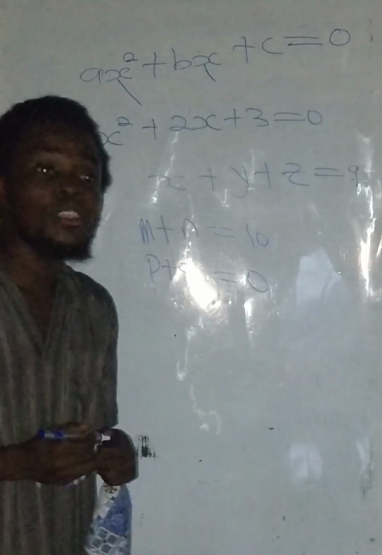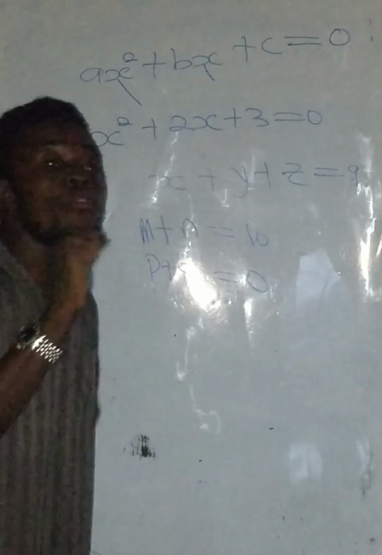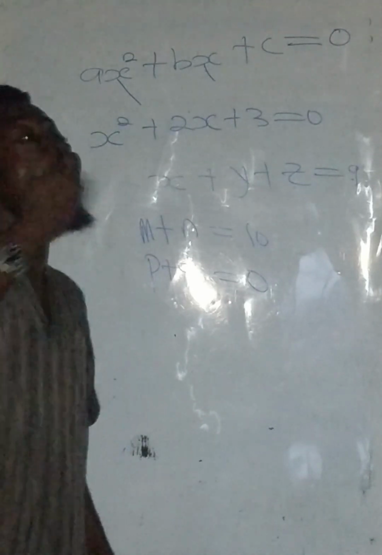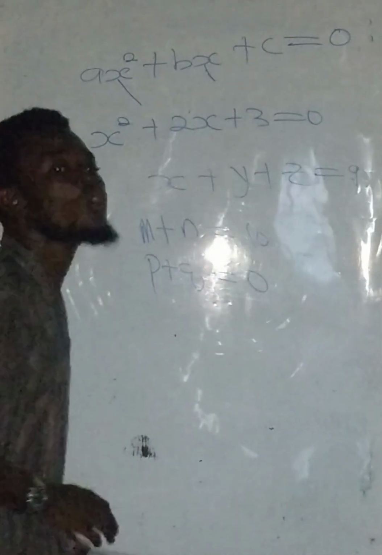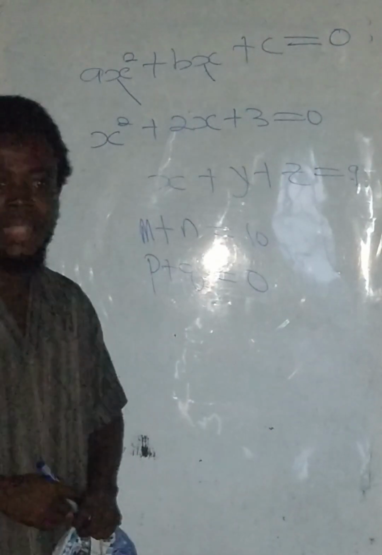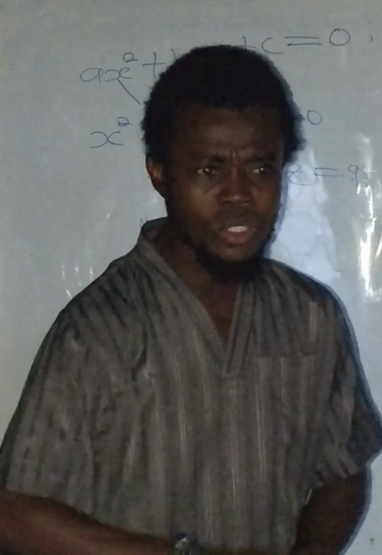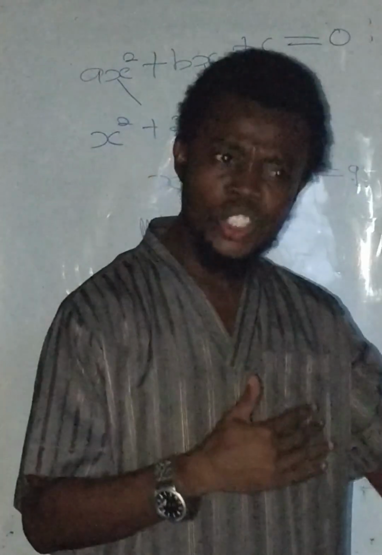But just like that, wherever you have 2 or more unknown variables, that is more than one, it is called a simultaneous equation. And we have methods of solving simultaneous equations, just two methods. What are they? We have the elimination method, and we also have the substitution method.